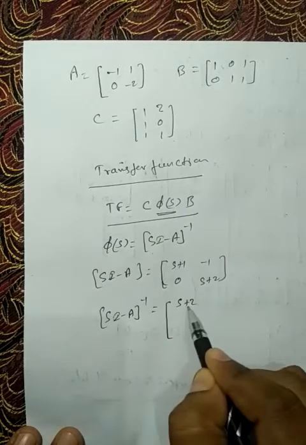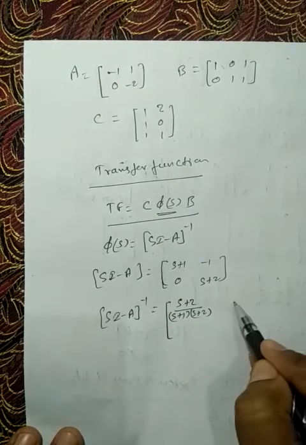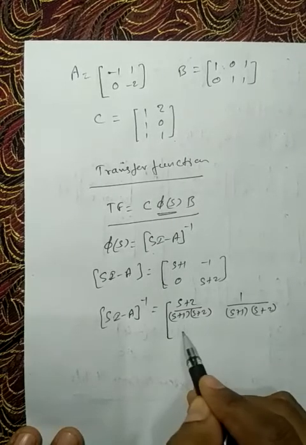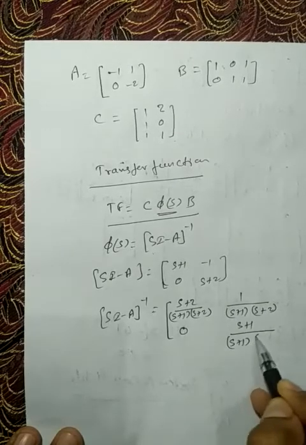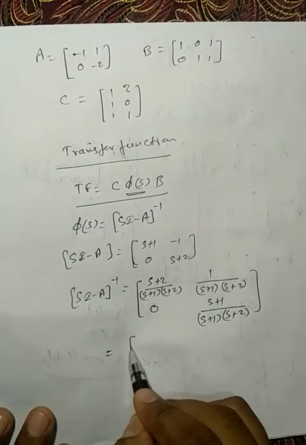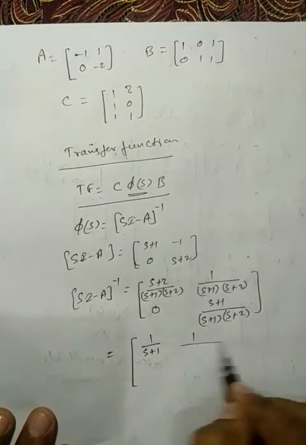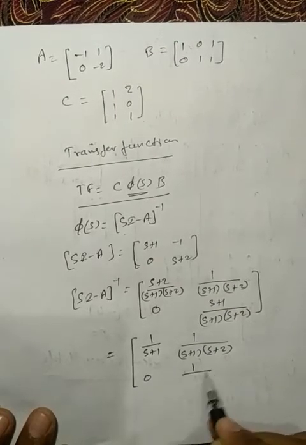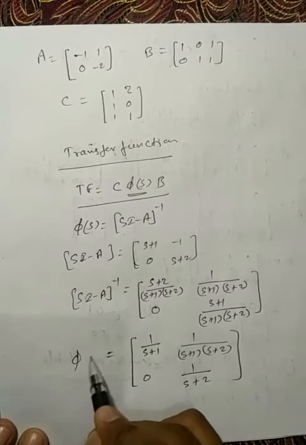S plus 2 divided by S plus 1, S plus 2, 1 divided by S plus 1, S plus 2, 0, S plus 1 divided by S plus 1, S plus 2, which is equal to 1 by S plus 1, 1 by S plus 1, S plus 2, 0, 1 by S plus 2. This is our phi s matrix.